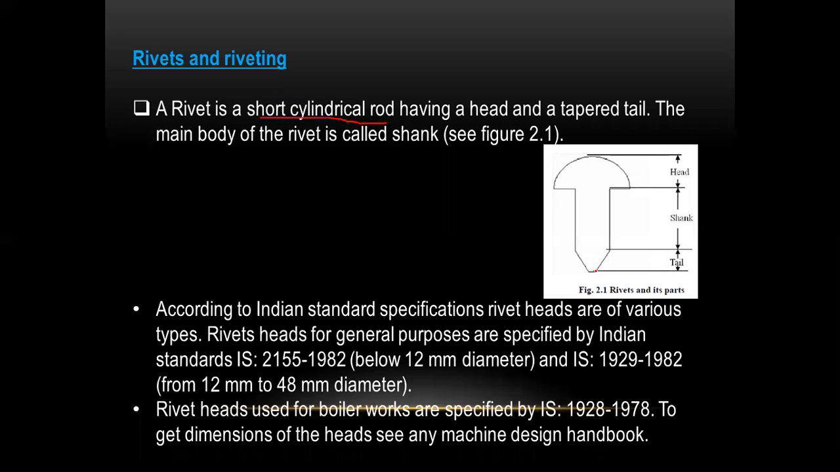The main body of the rivet is called a shank. So we are calling this part a shank, this part a shank portion.